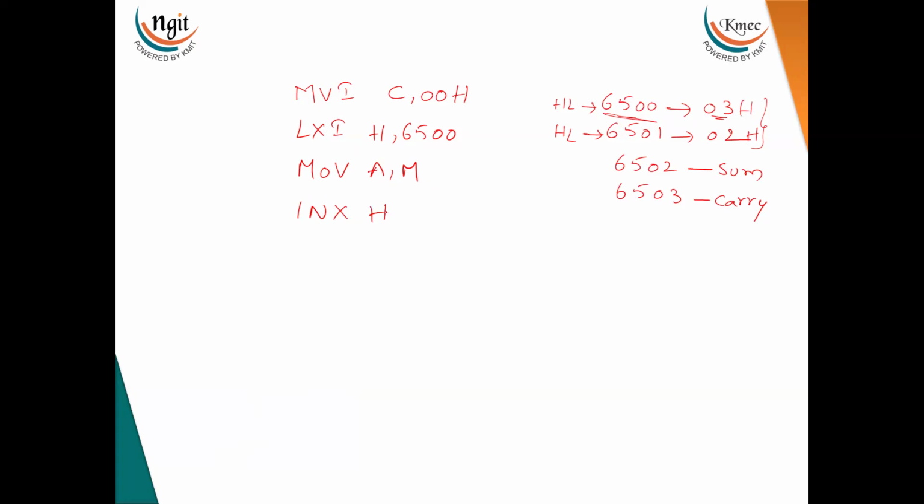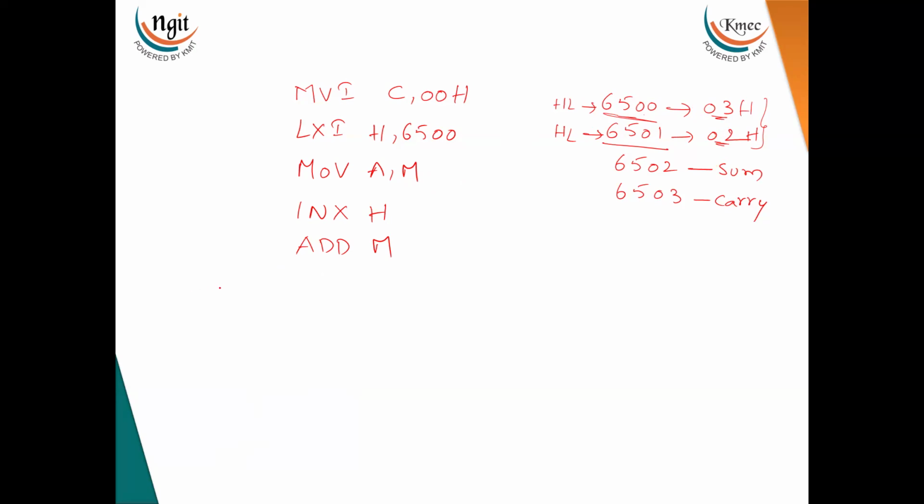So INX H means the HL pair value is incremented. HL is holding this value, this value should increment, this should appear, which means the HL pair I have to increment. After completing this, what do I have to do? I have to add the accumulator content with the memory location. This direct memory location value I am adding with the accumulator. Now the accumulator is holding 03.